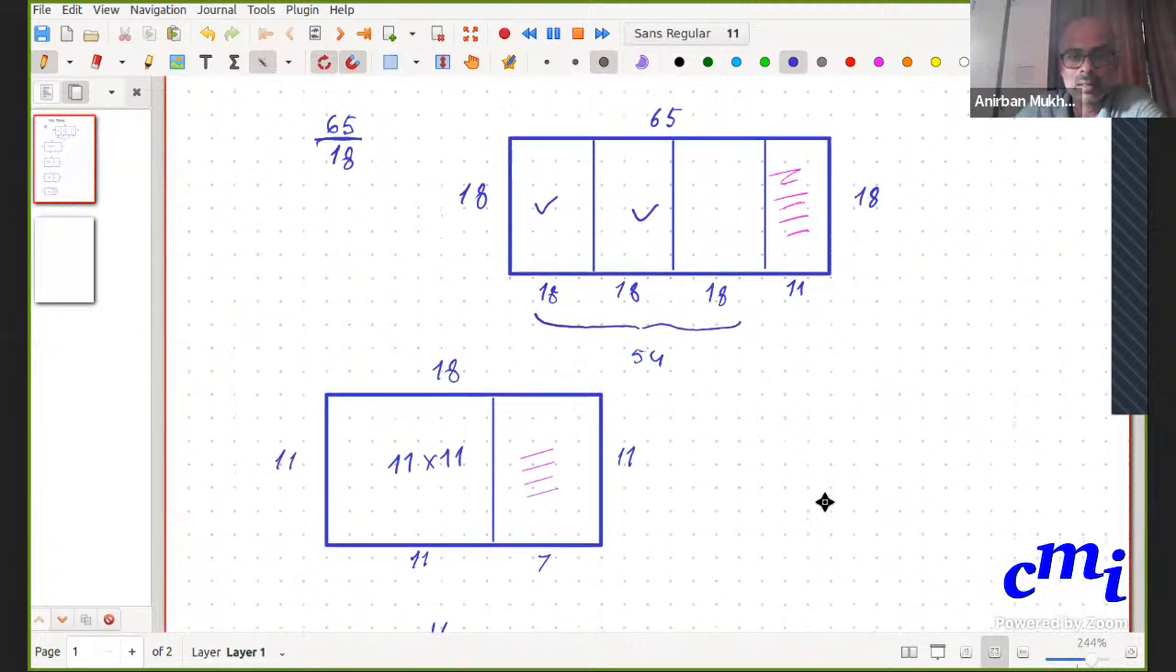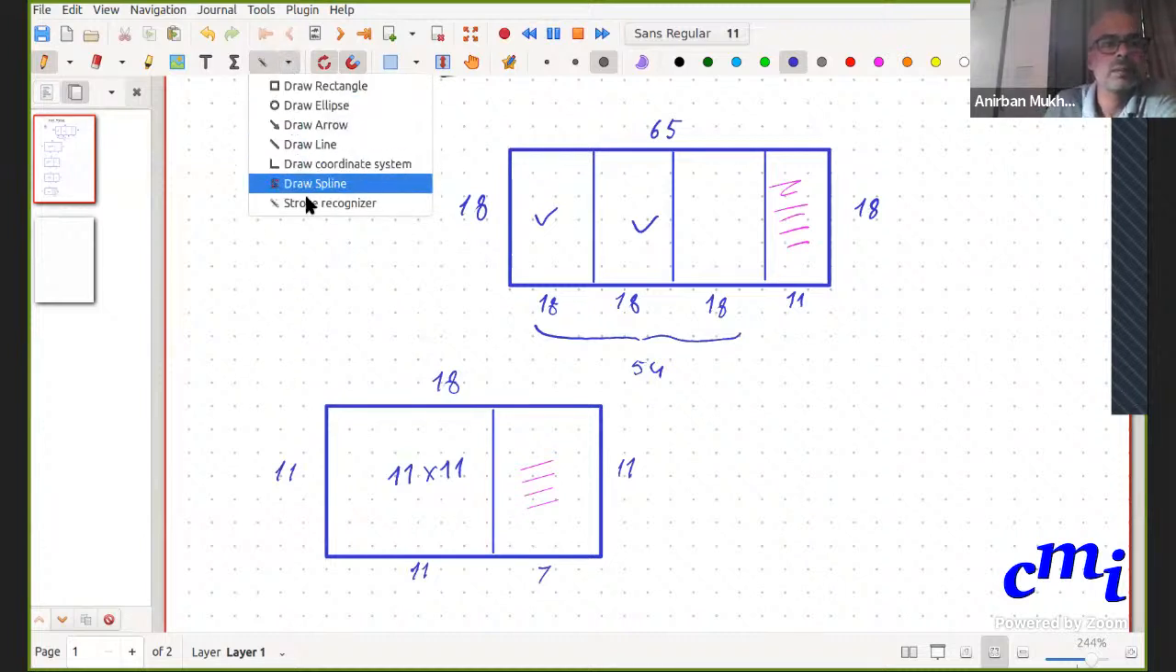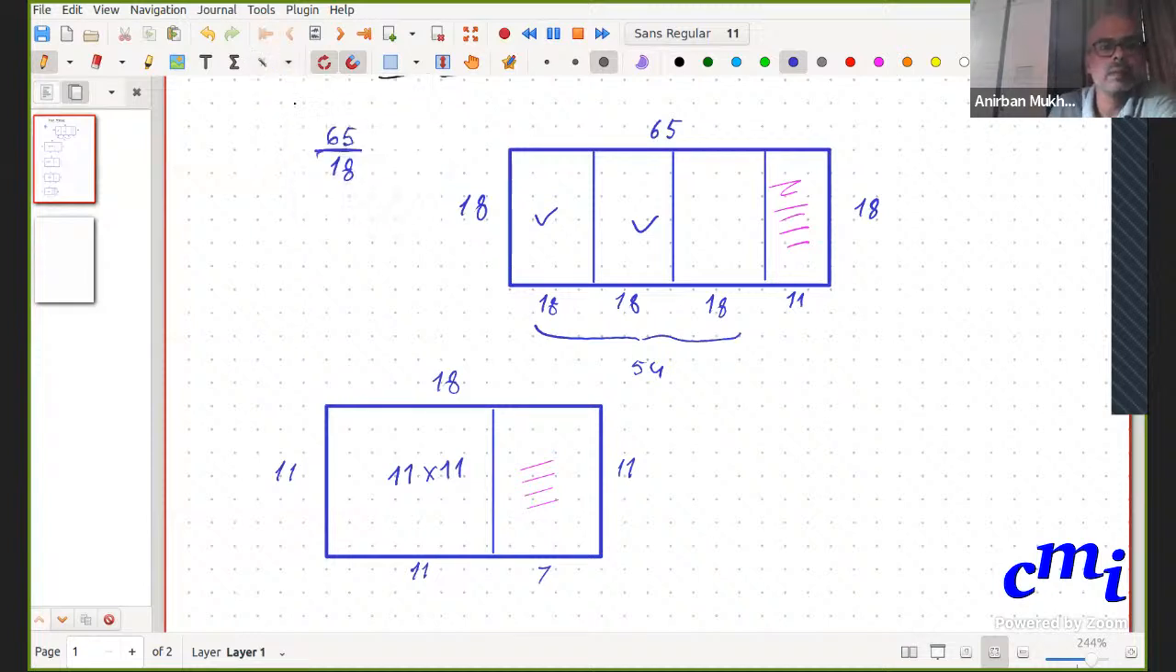So what we have done, we started with the rational number, then went to this rectangle. This was the number we started with, 65 by 18. This division simply means that 65 is 3 times 18 plus 11. That's what we use. So this is 3 plus 11 by 18.